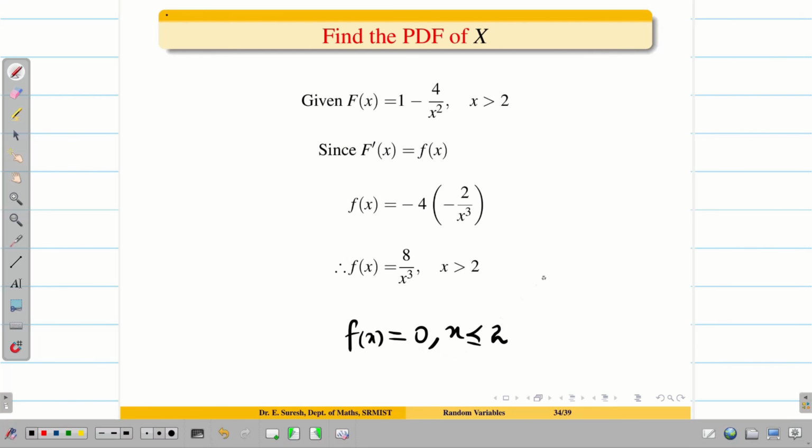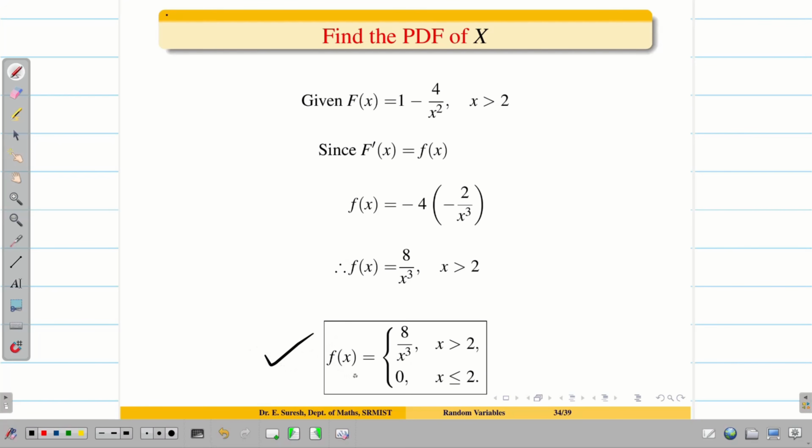And we have to write this in a proper way like this. The PDF f of x is equal to 8 by x cube when x is greater than 2, and 0 when x is less than or equal to 2. Hope you understand. For more clarity, let us do one more problem.